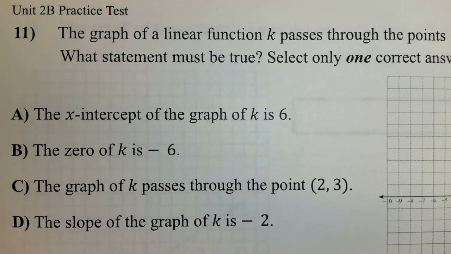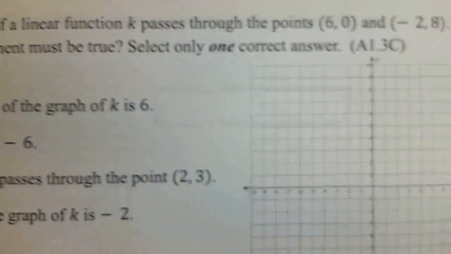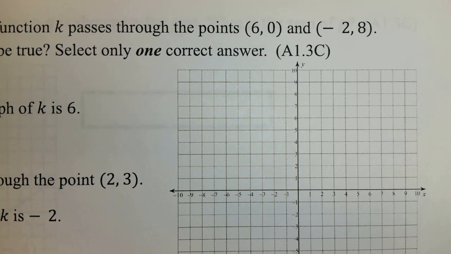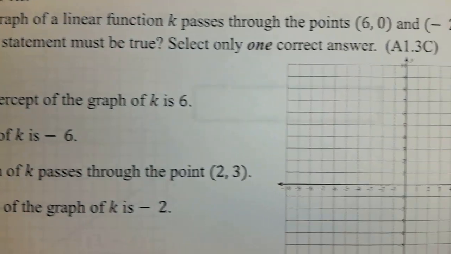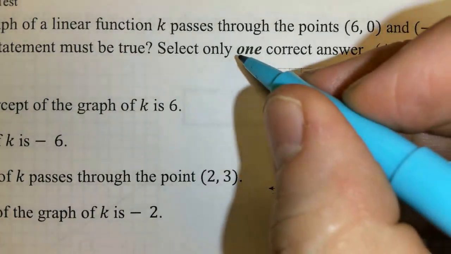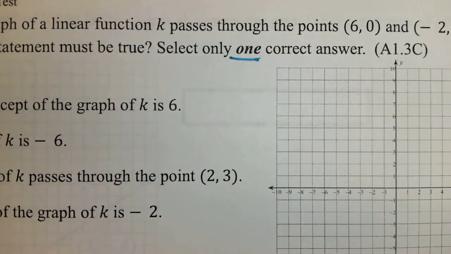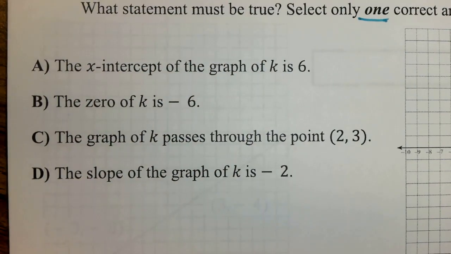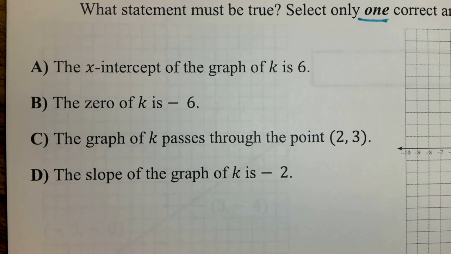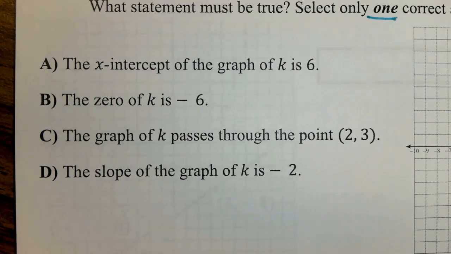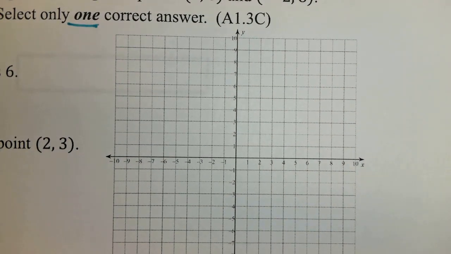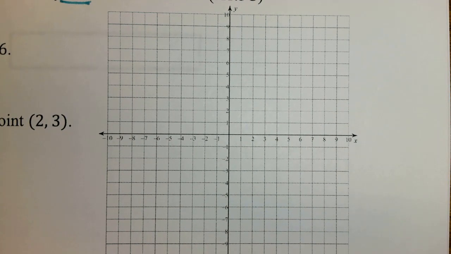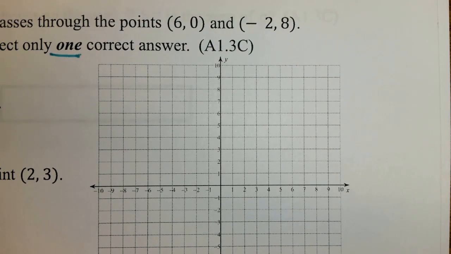All right, so 11. The graph of a linear function k passes through the points (6, 0) and (-2, 8). What statement must be true? Select only one correct answer. So that tells you there's only one, so 3 of them are wrong. It gives me a bunch of choices about the x-intercept, 0, going through a point, and the slope. Before I can do any of that, I have to have a line on my graph. So it gives me 2 points to start with.